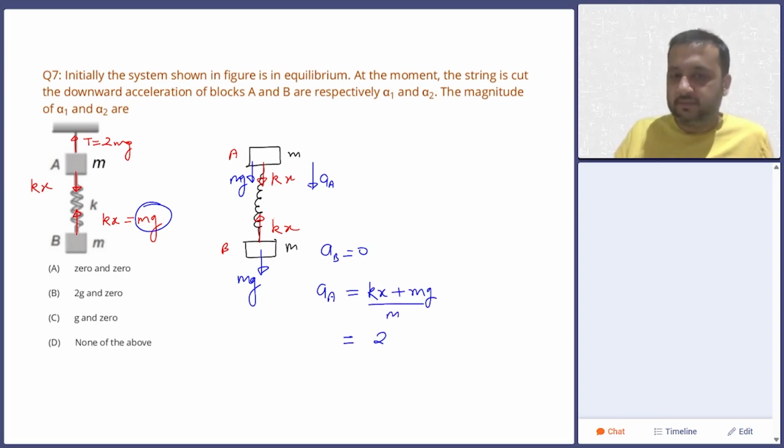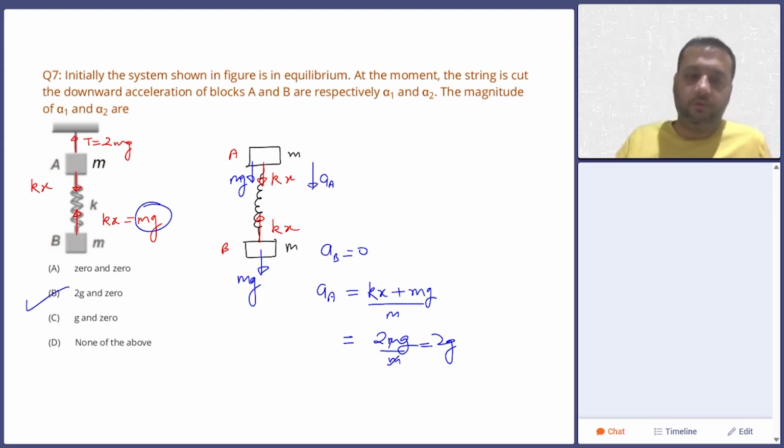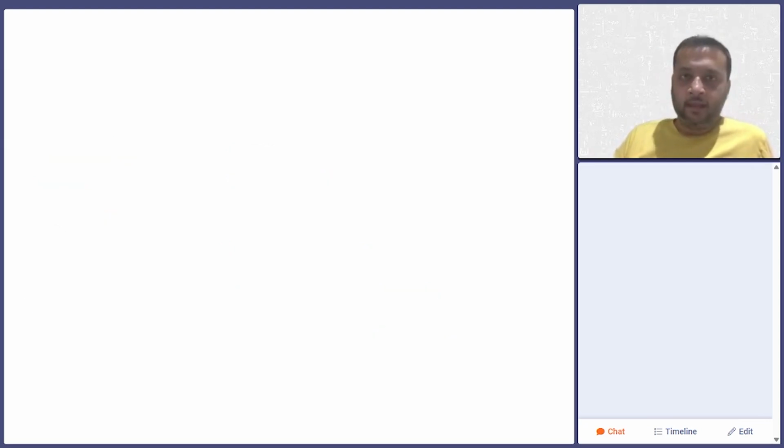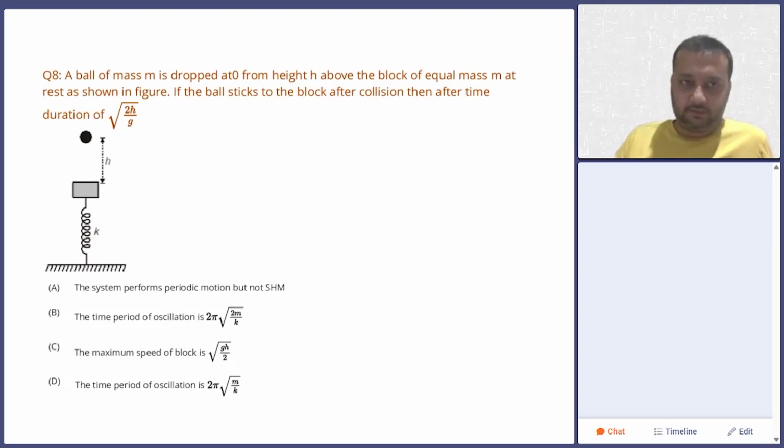Now kx itself is mg, so this becomes 2mg upon mass. That means the acceleration of block A will be 2g in the downward direction, whereas B will have a 0 value of instantaneous acceleration. So I hope you have understood this. Let us move to the next situation.